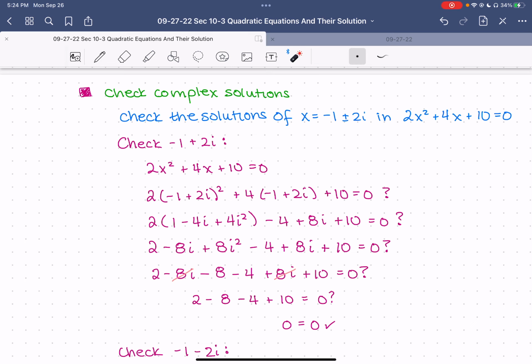The i squared, remember, is negative 1. So 8 times negative 1 is negative 8. But I also have a negative 8i and a positive 8i that cancel out. So I have 2 minus 8 minus 4 plus 10. Finally, something simple. And sure enough, when you add all those up, you really do get 0. So yes, 0 equals 0. This is true. Now, if you want, go ahead and pause the video and try plugging in negative 1 minus 2i and see what you get.